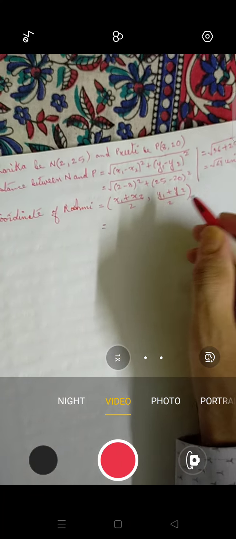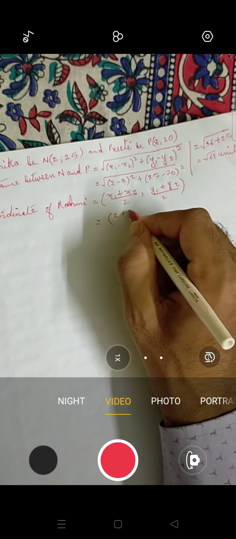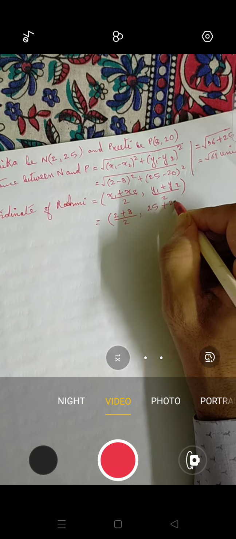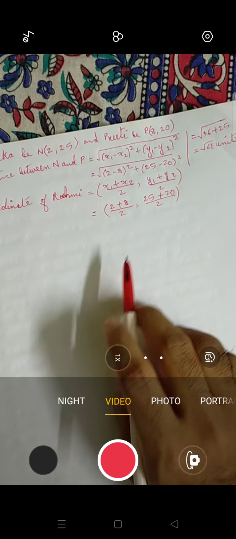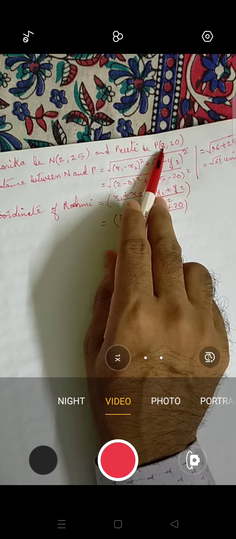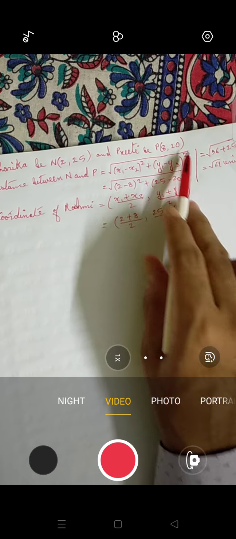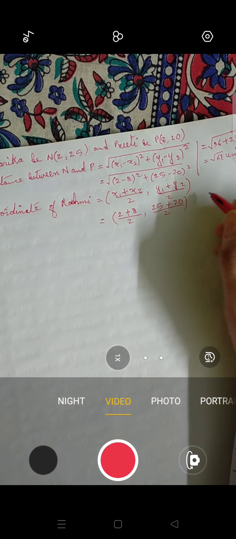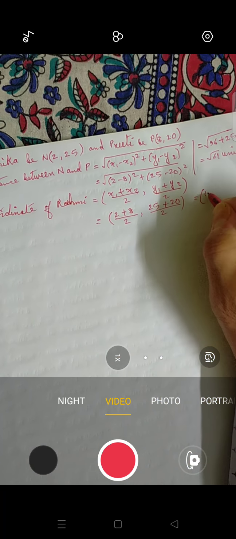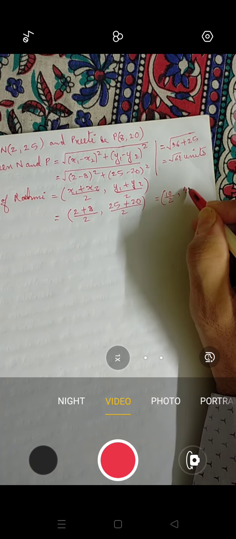Now when you solve this, you will have 2 plus 8 by 2, comma 25 plus 20 by 2. Are you getting this or not? You have to see the coordinates of Niharika and Preeti. So x1 plus x2, 2 plus 8 by 2, y1 plus y2, 25 plus 20 by 2. Now if you solve this, I am writing it over here, you can write here. Now this becomes 10 by 2, and this will become 45 by 2.